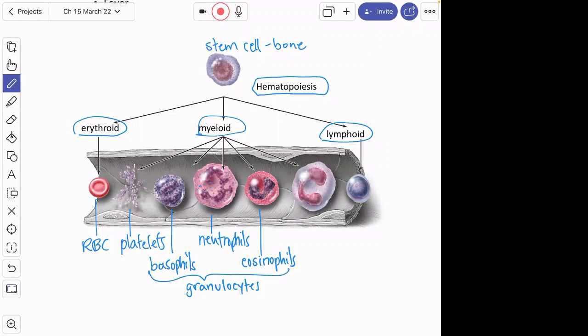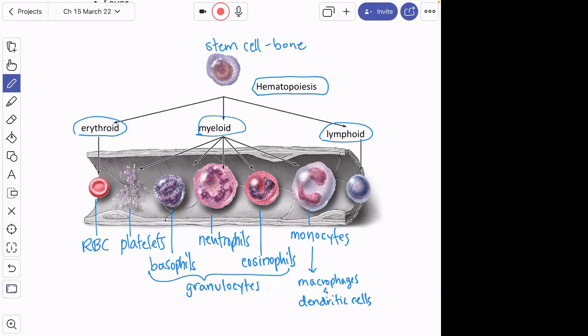And then a fourth kind of cell here that is also descended from the myeloid progenitor cells is monocytes. When monocytes leave the bloodstream and go out into the tissues, they differentiate into macrophages and dendritic cells. So again, they leave the bloodstream. We'll talk about the process of how they do that. They can differentiate into two different kinds of cells, either macrophages or dendritic cells.